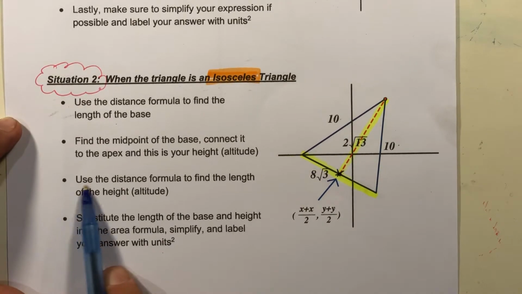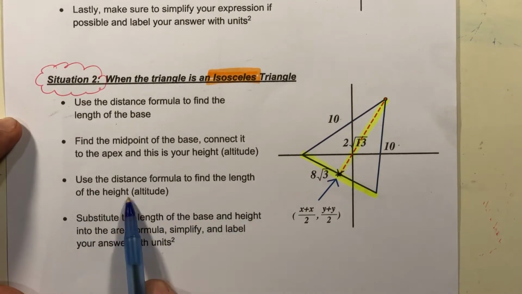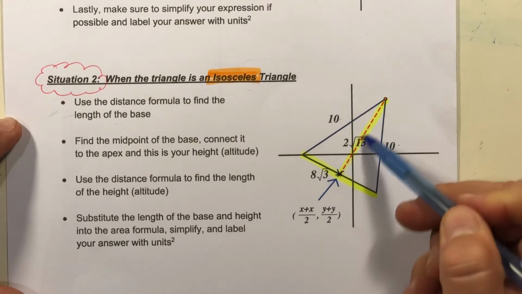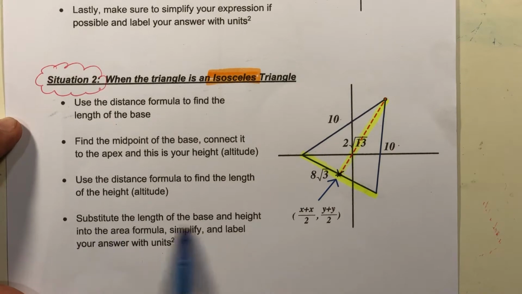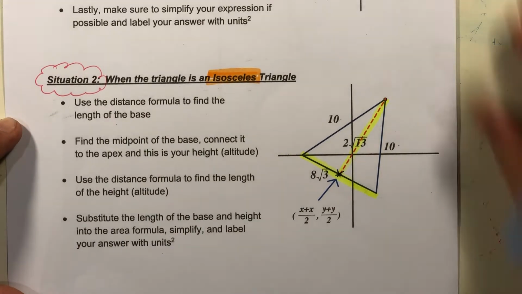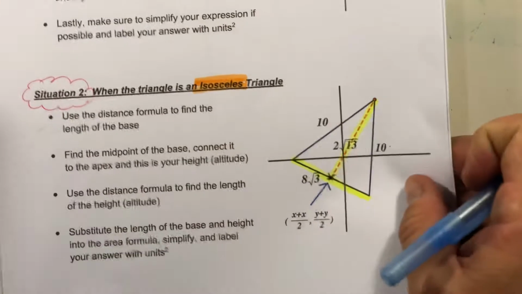Next, the third step says use the distance formula to find the length of that height. So we're going to use the distance formula to find this length. Finally, we're going to substitute the base and the height, and label it with units squared. So let's go look at an example of this.